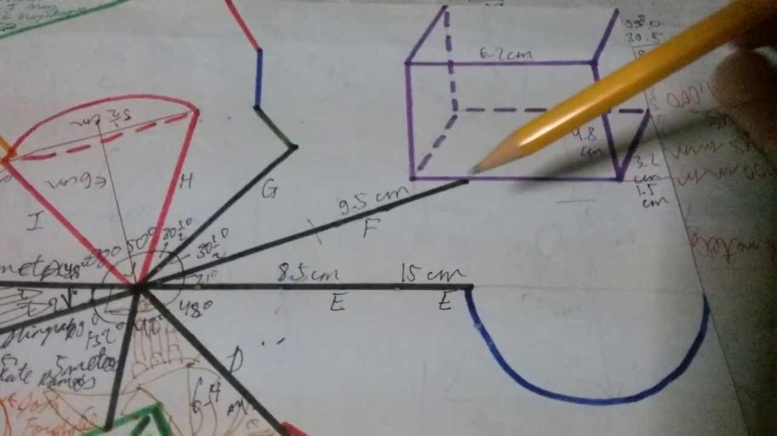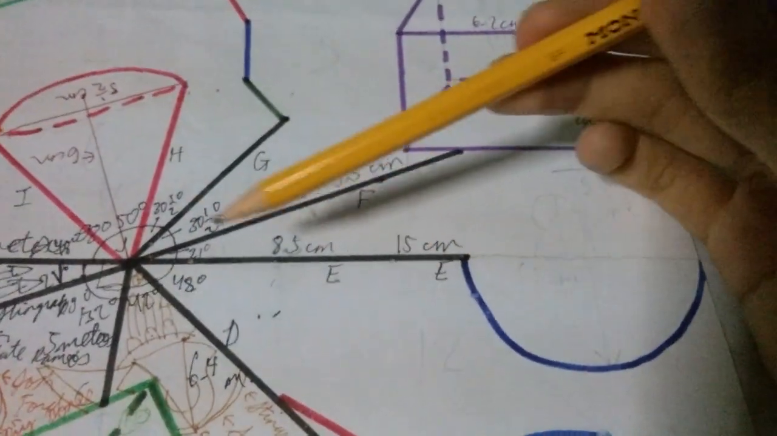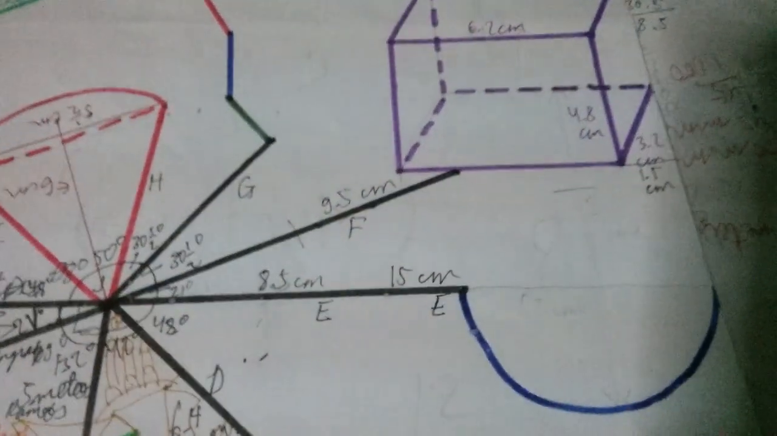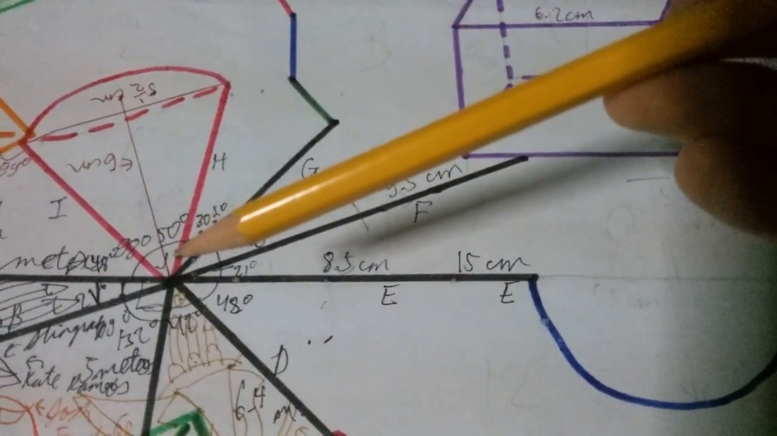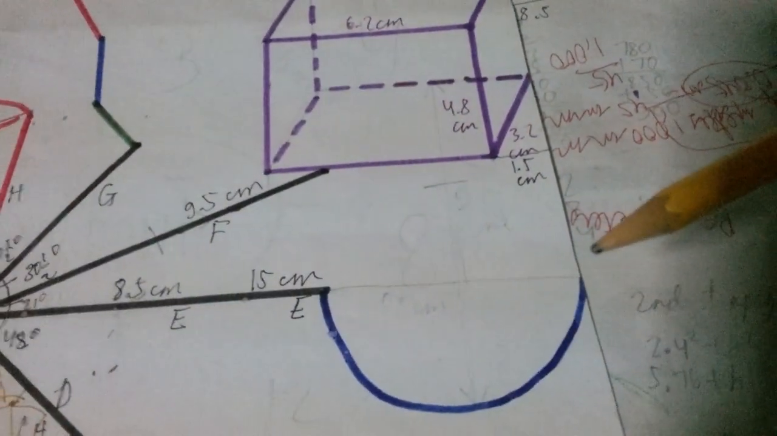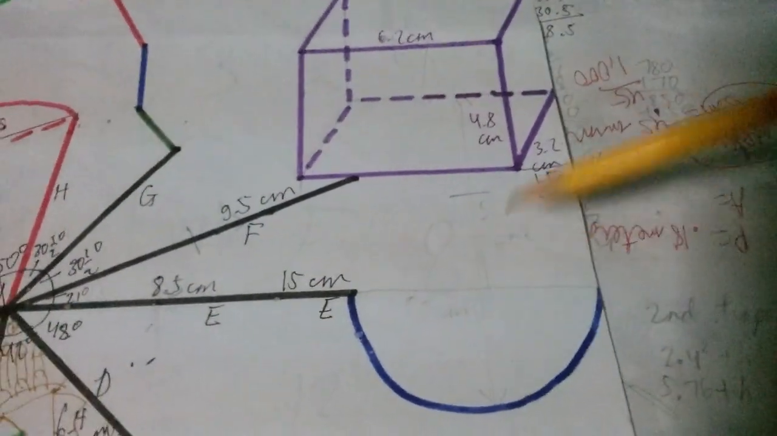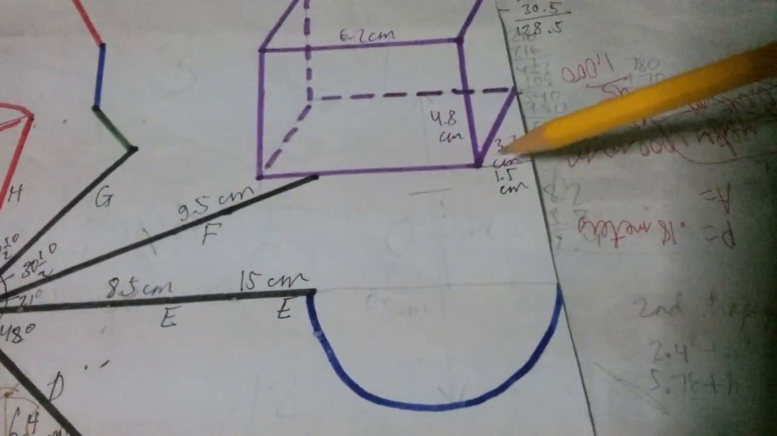This line here measures 9.5 centimeters. This line here measures 8.5 centimeters. If you're wondering what the 15 centimeters pertains to, the 15 centimeters is the line from here all the way up to the end of the paper. And then, we have this line that 1.5 centimeters belongs to, this area.